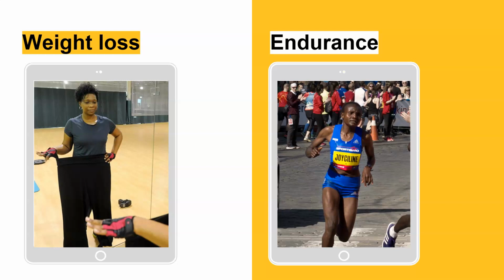Clients seeking to lose weight should spend a significant amount of time performing steady-state exercise, up to 60 minutes per session. Athletes seeking to improve cardiovascular endurance should train for a duration that is sport-specific.